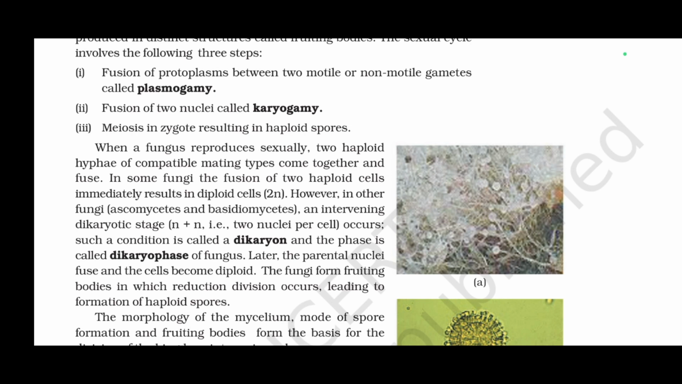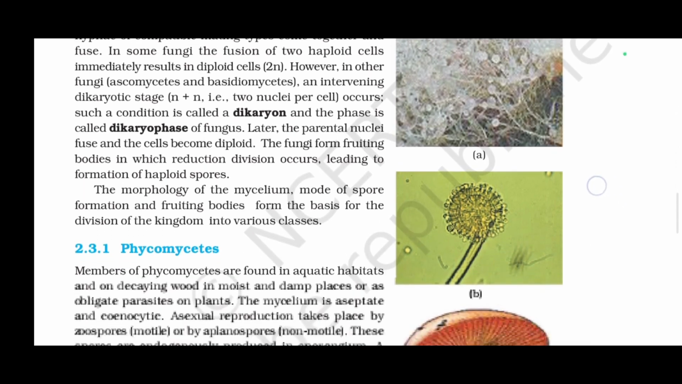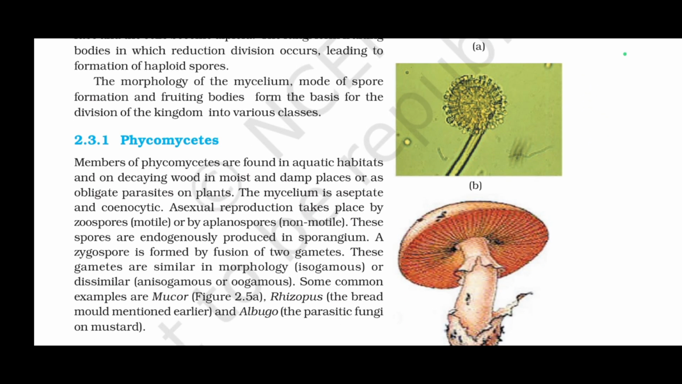The fungi form fruiting bodies in which reduction division occurs, leading to formation of haploid spores. The morphology of the mycelium, mode of spore formation, and fruiting bodies form the basis for the division of the kingdom into various classes. Now, topic number 2.3.1: Phycomycetes. Members of phycomycetes are found in aquatic habitats and on decaying wood in moist and damp places, or as obligate parasites on plants. The mycelium is aseptate and coenocytic.